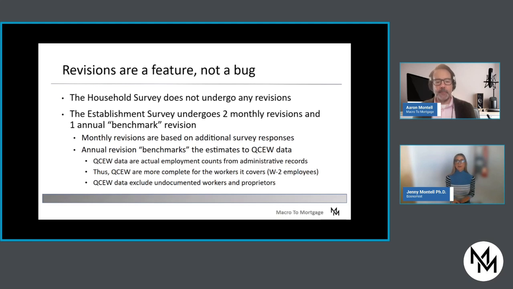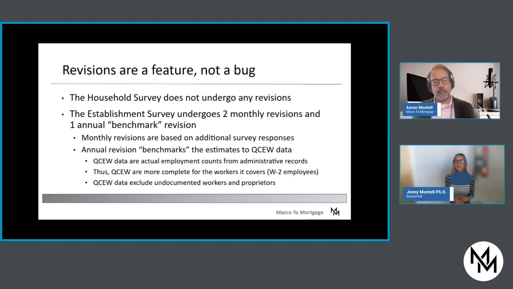So QCEW data exclude any employees that aren't covered by federal unemployment insurance. So this includes railroad workers, military employees, some farm employees, and a handful of others. But most importantly for our topic of today, huge exclusions are undocumented workers and proprietors. Proprietors, whether documented or not, are excluded. And proprietors include sole proprietors, partnerships, and tax exempt cooperatives. That's how proprietors are defined.